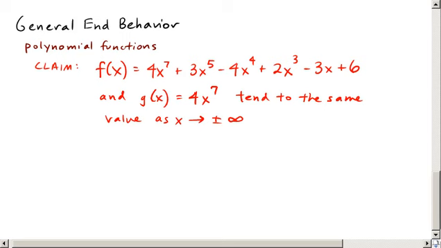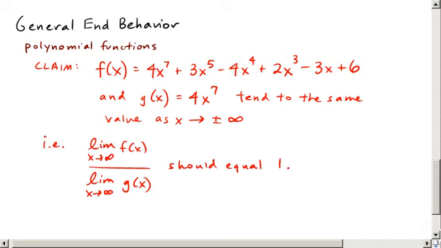Here's a very large polynomial function, or a lot of terms I guess I should say, f of x, and then a much simpler one, g of x. I claim that these two tend to the same value as x goes to either positive or negative infinity. So what I mean by that is when x is very large, all of these other terms here become insignificant. Saying this another way, if I were to divide these two limits, you ought to get 1.